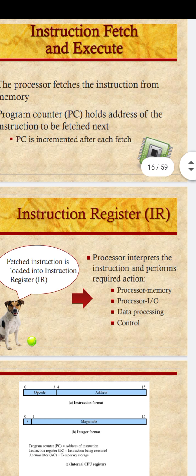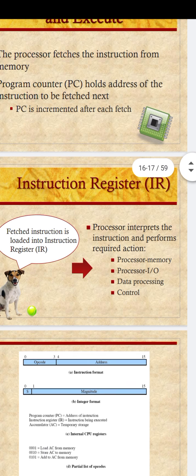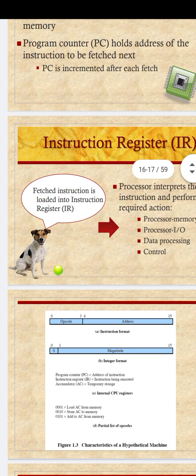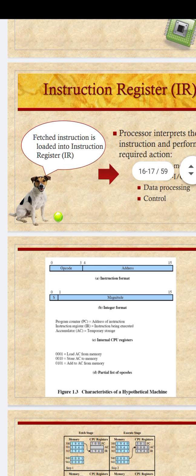So we're saying that the processor interprets the instructions and performs the required action. The processor interprets the instruction and performs the required action. The actions are processor to memory, processor to input and output, data processing, and control. So this stage also consists of four types of actions: processor to memory, processor to input and output, data processing, and control.